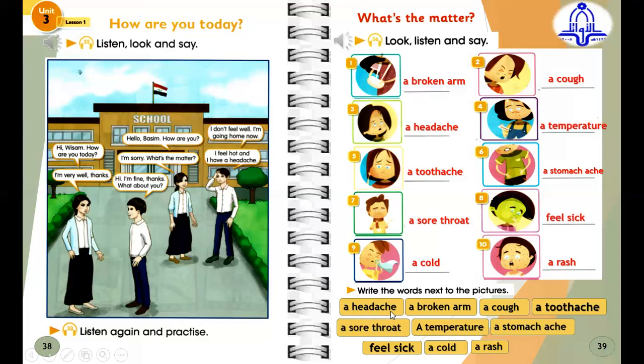Okay, so let me have the pupils read the words again because they may be difficult or new words. The first one is a headache, and we said CH here is pronounced K, not CH. Be careful: a headache, a broken arm, a cough, a toothache, a sore throat, a temperature, a stomach ache, feel sick, a cold, a rash. We should study the spelling for these words, because they will come as jumbled letters in a complete question.